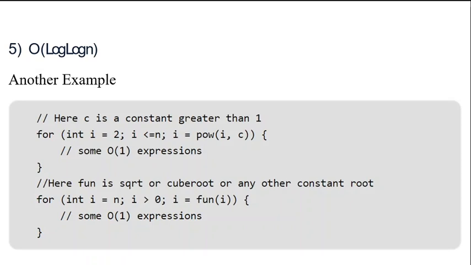Now, as you can see, we have some built-in functions which we will use: for int i = 2; i <= n; i = pow(i, c), which is now raised exponentially. Now I have some Big O of 1 expressions. Also, fun is a square root or cube root or any other constant root. We have for int i = n; i > 0; i = fun(i), which is a square root or cube root or any other constant root. And we have declared some Big O of 1 expressions.